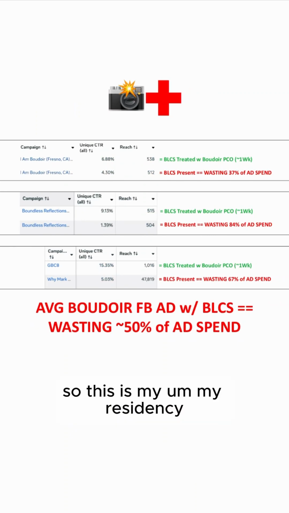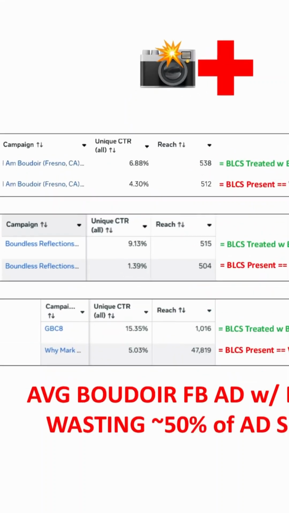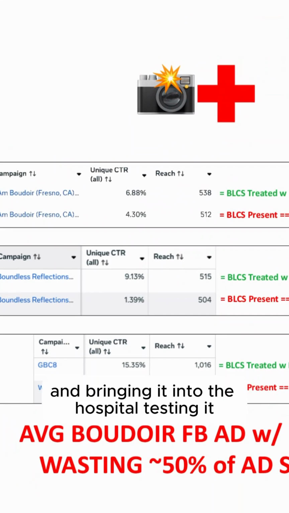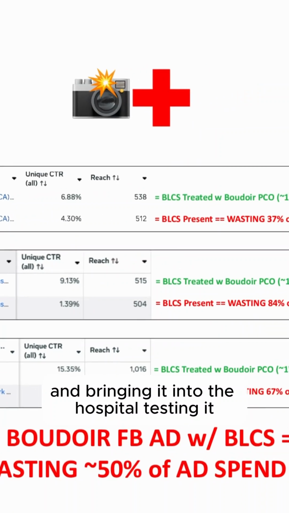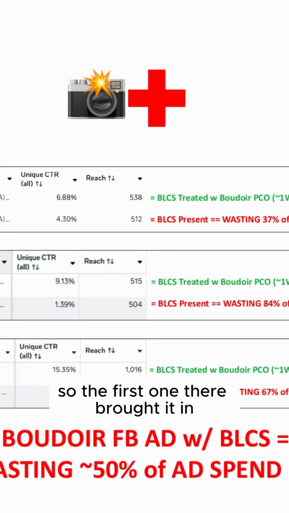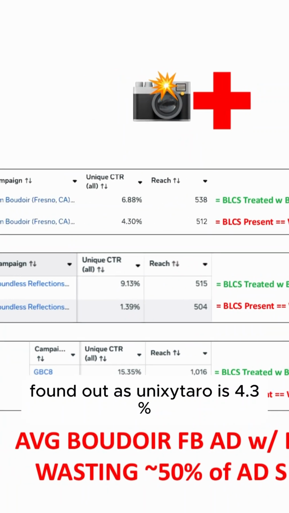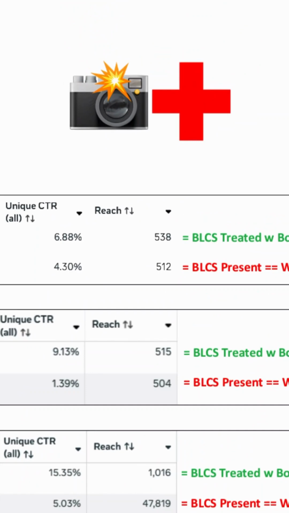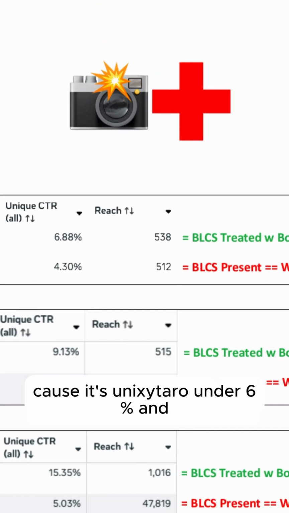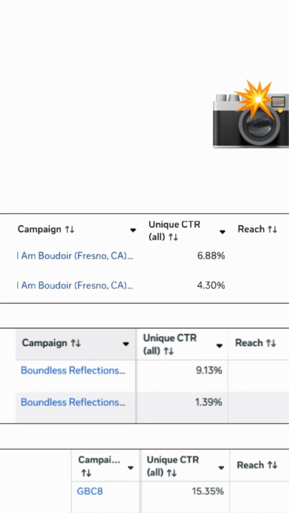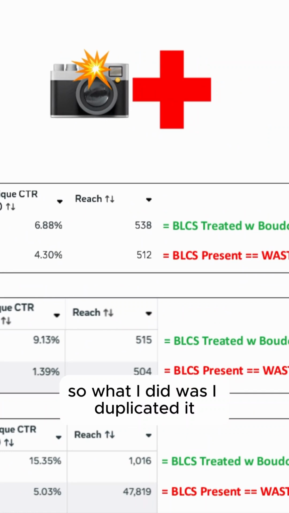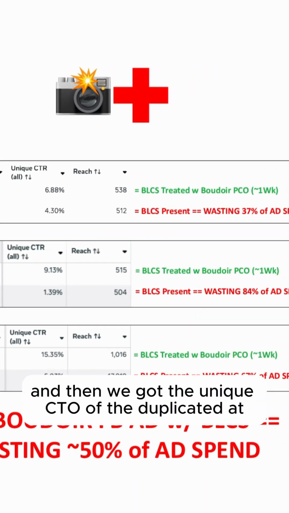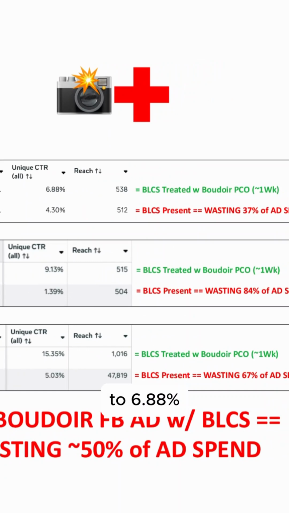So this is my residency, my history with that. The first part of my residency was finding a Boudoir Facebook ad out there, bringing it into the hospital, and testing it. The first one, I brought it in and found out its unique CTR was 4.3%. So we figured out BLCS is present because its unique CTR is under 6%. So I duplicated it, treated it with Boudoir Pico, which takes about a week, and we got the unique CTR of the duplicated ad to 6.88%.